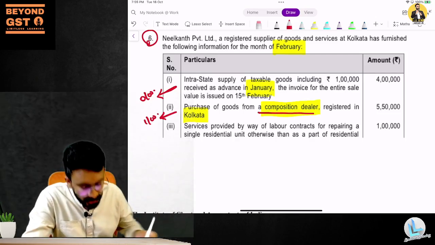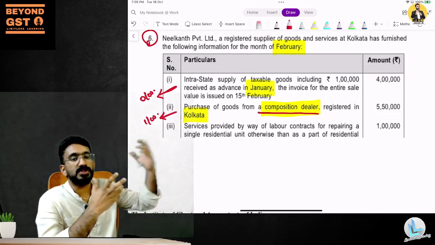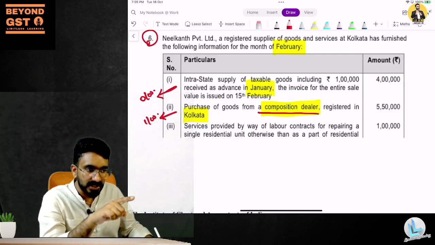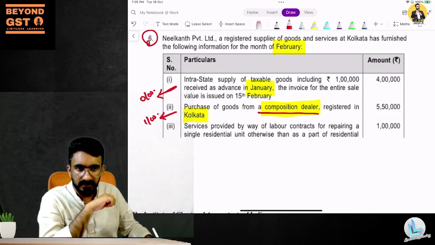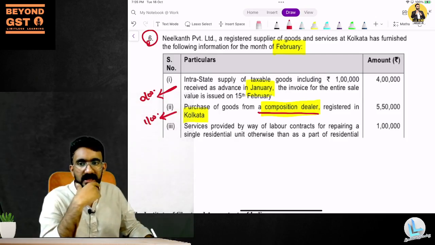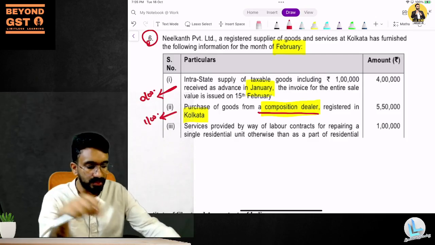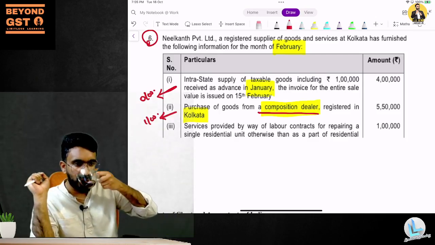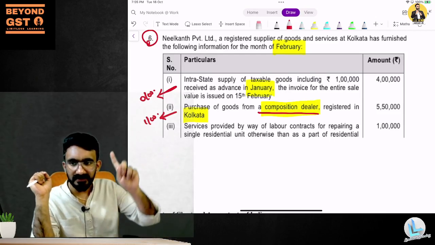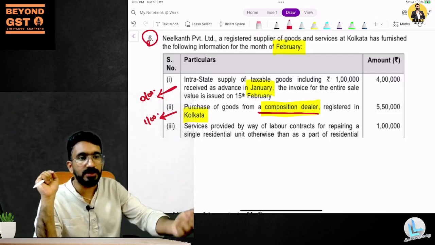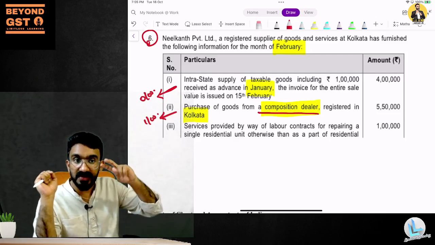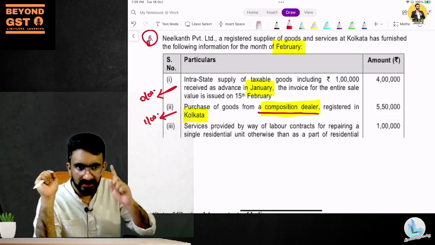I purchased from a composition dealer. Somebody who had opted for the composition levy scheme sold goods worth 5,50,000 to me. When I purchase from somebody who opted for the composition levy scheme, suppose he's a trader, what is the rate of tax applicable to him? A trader who's under the composition levy scheme, what is the rate? 1%. The person who opts for the composition levy scheme would pay 1% if he's a trader. If he's a manufacturer, 1%. If he's a restaurant, 5%. He's a trader, just 1%.